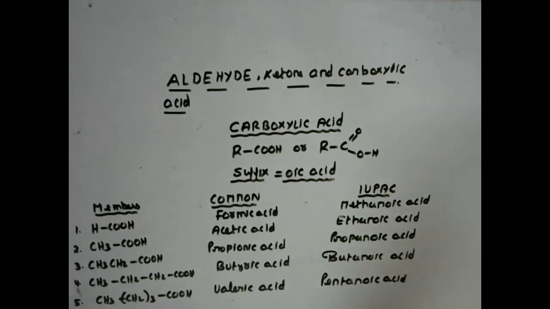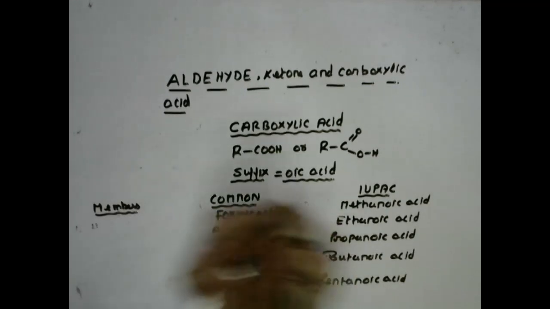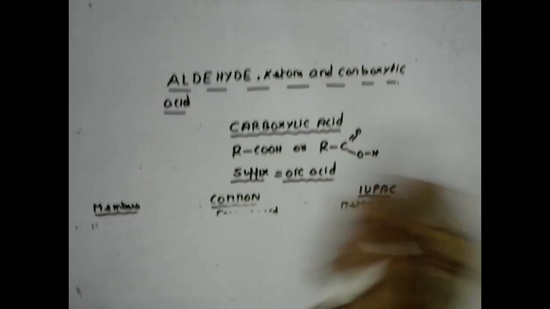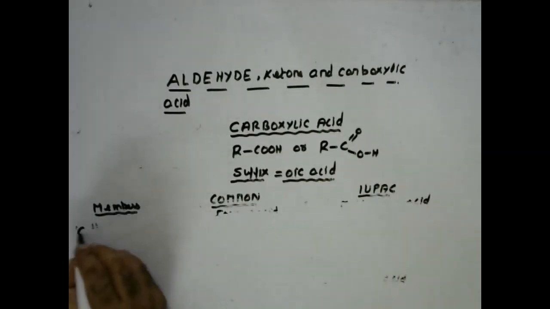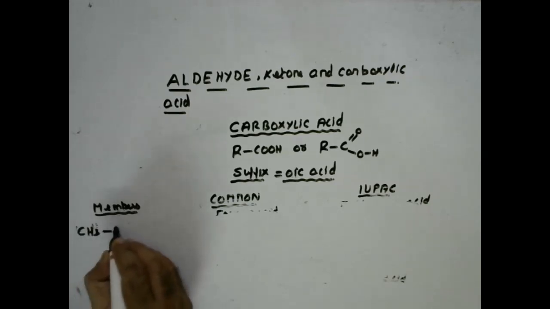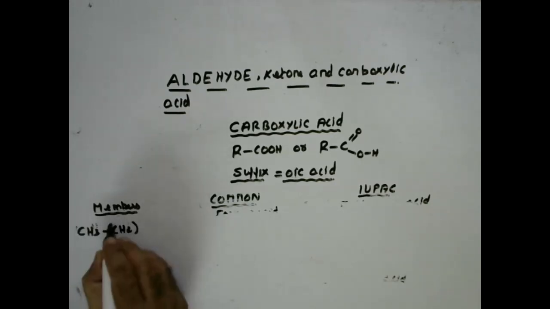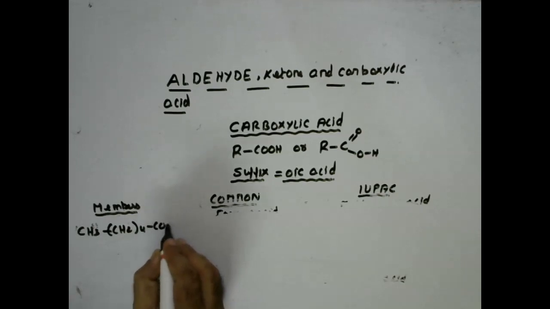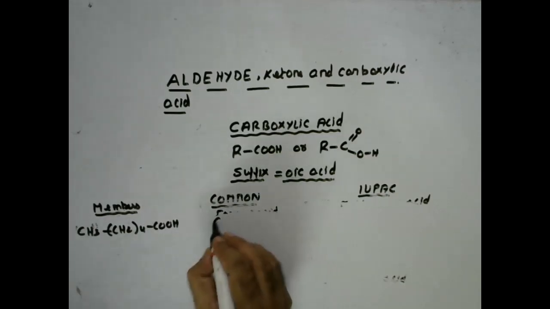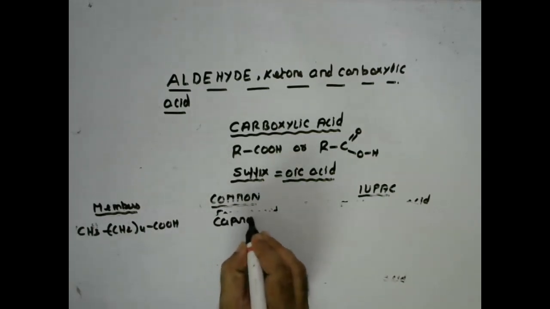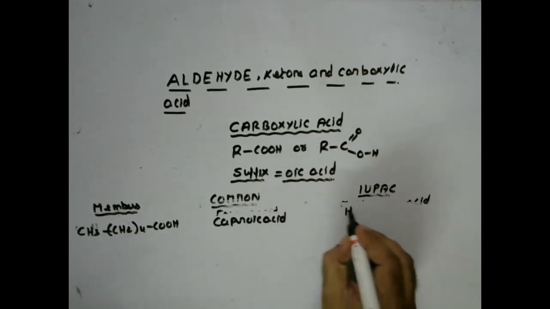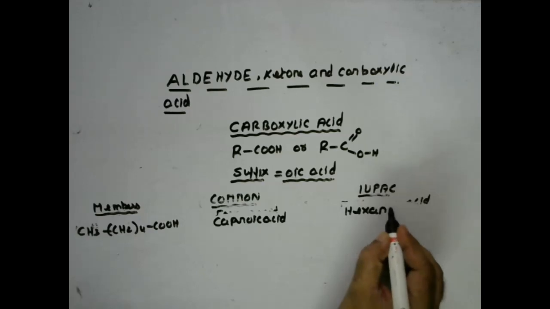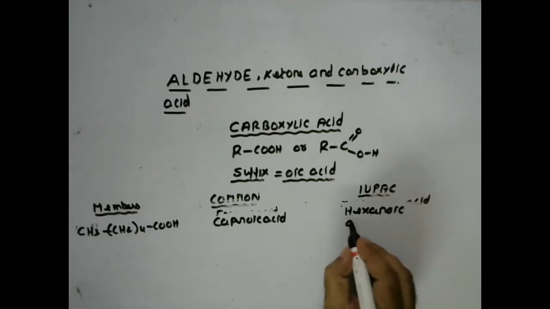Now let us see a few more members. We'll see some of the aromatic compounds also, for example benzoic acid and so on. So we have got the one with the 6 carbon. This is commonly called caproic acid. The IUPAC name will be hexanoic acid, as simple as that.